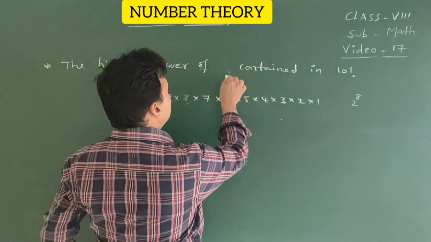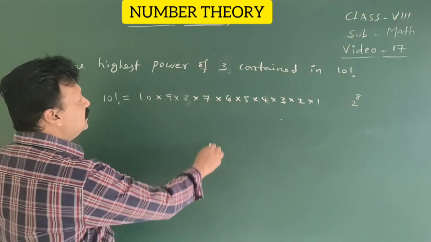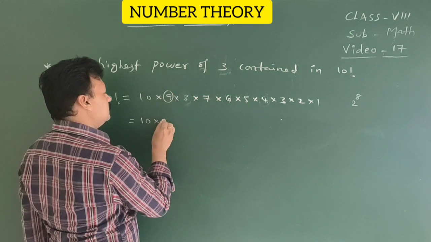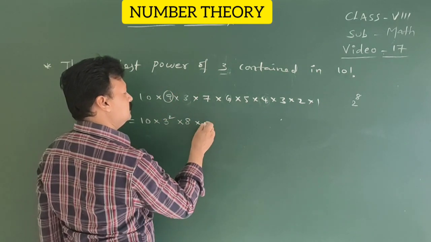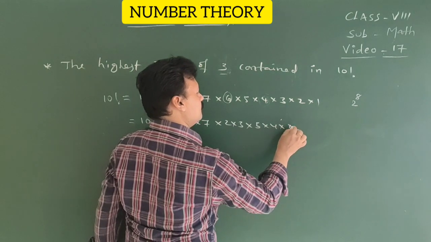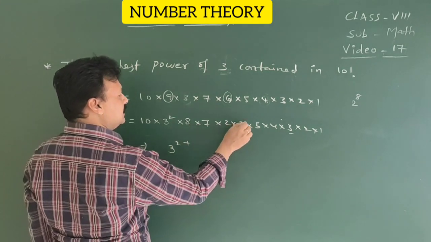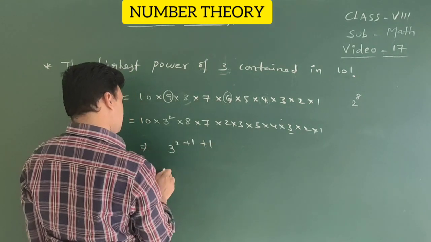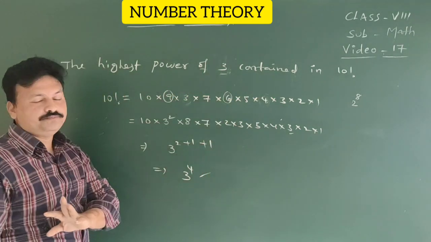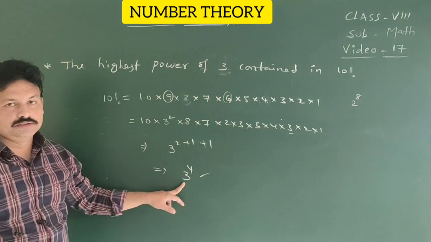For example, the highest power of 3 contained in 10 factorial. Here, generators of 3: 9, 6, 3. Now, highest power of 3 means 2 plus, here 1 plus, here 1. Highest power of 3 contained in 10 factorial is 4. Highest power of 2 in 10 factorial is 8. Highest power of 3 is 4.